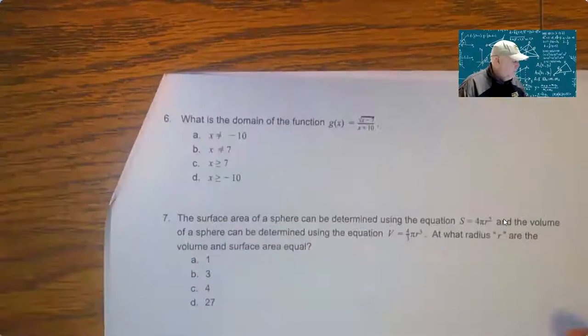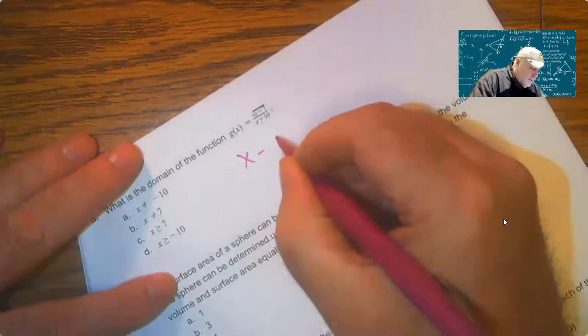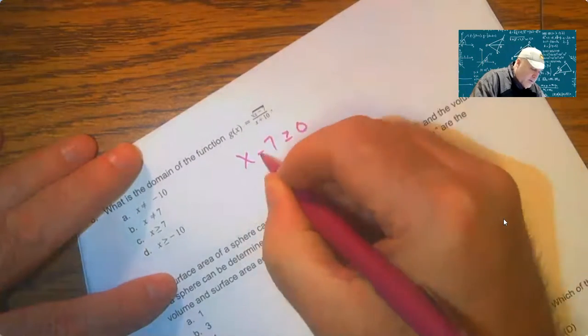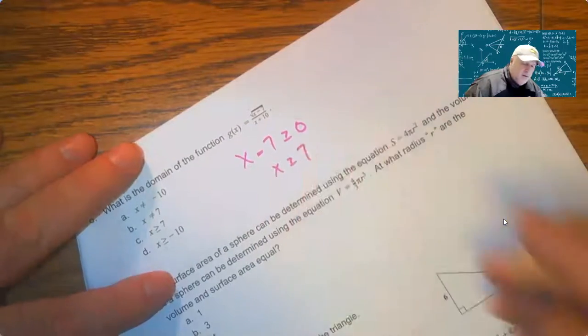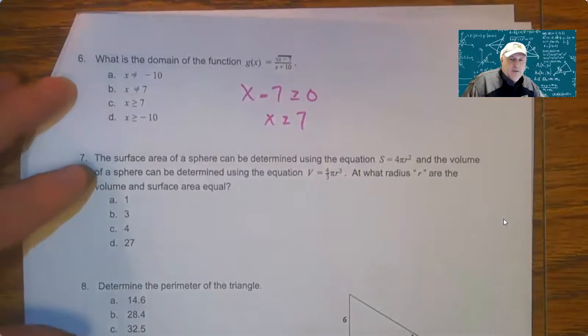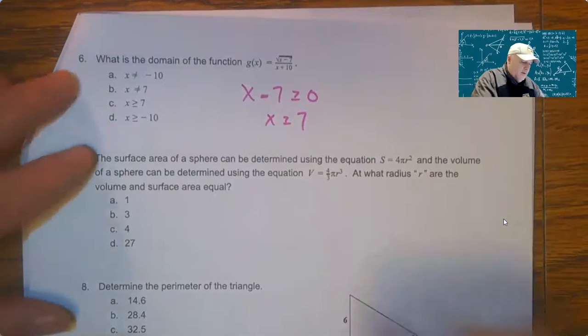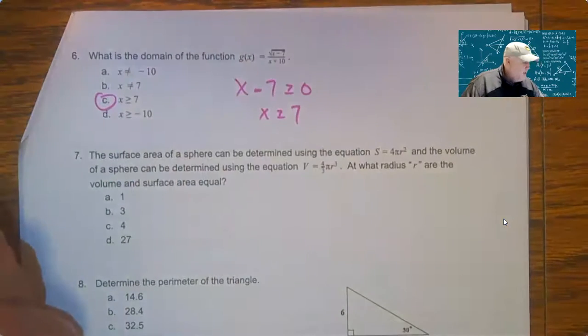All right, what is the domain of this function? So you're going to take whatever is under that square root, greater than or equal to 0, because that's what has to be. X can't be anything negative, so x minus 7 has to be positive. So x is greater than or equal to 7.